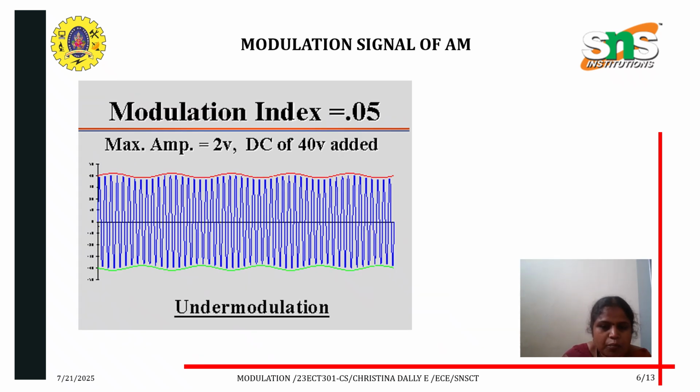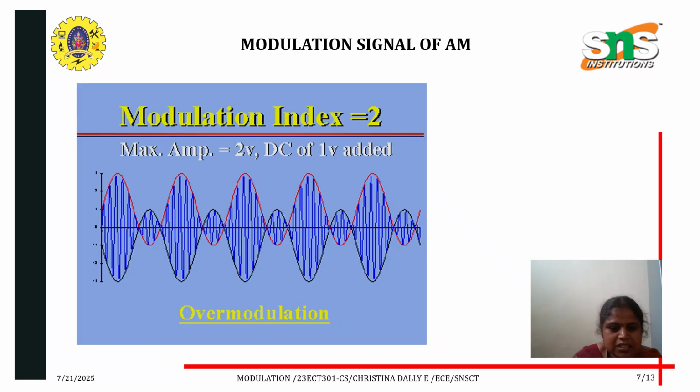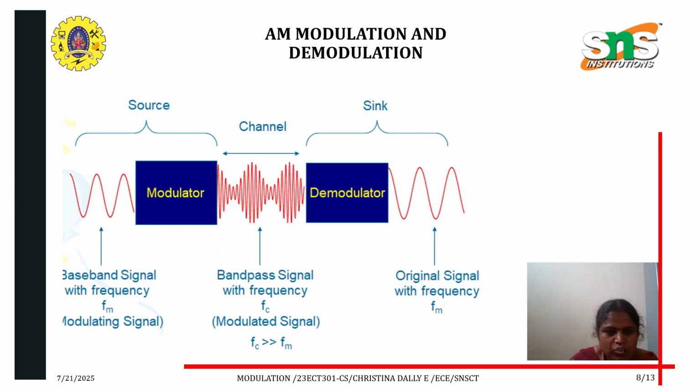Suppose the modulation index is 0.5, the maximum amplitude will be 2 volt, and the DC voltage that has been added is 400 volt. This is termed under modulation. If the modulation index is 2, the maximum amplitude will be 2 volt, with DC of 1 volt added. This is termed over modulation.